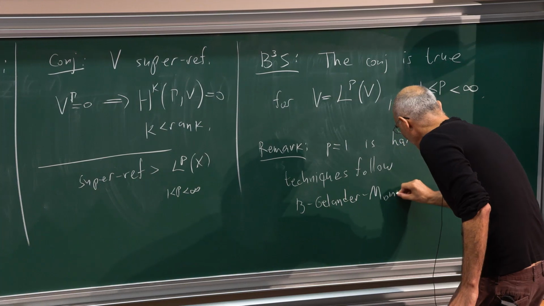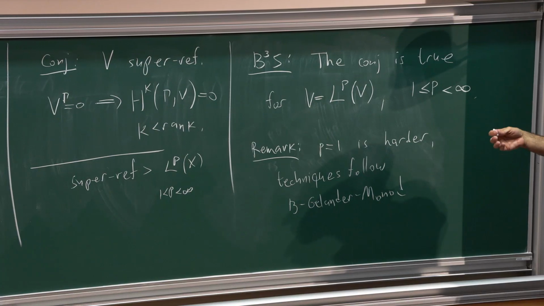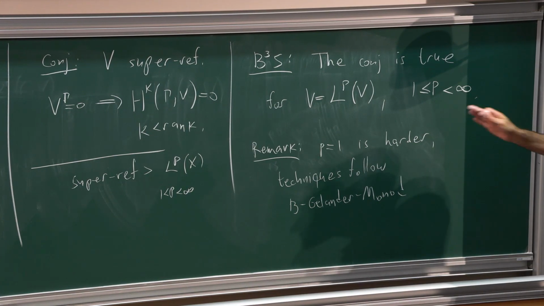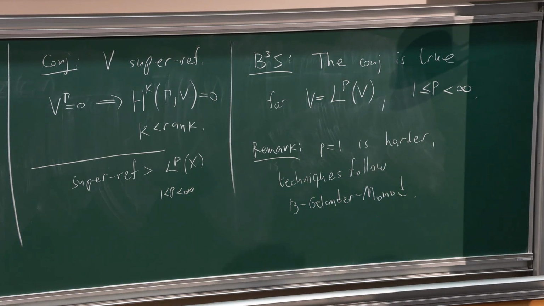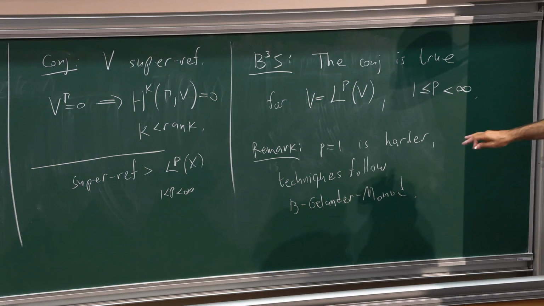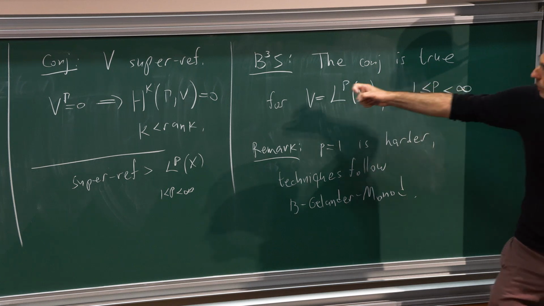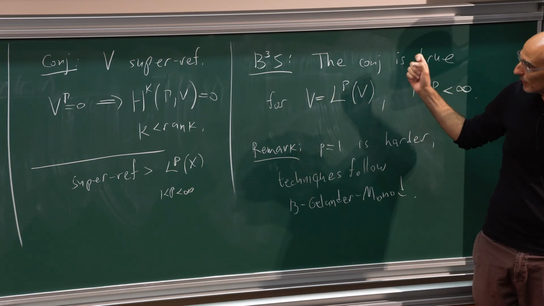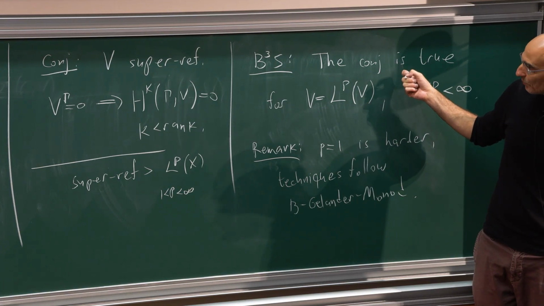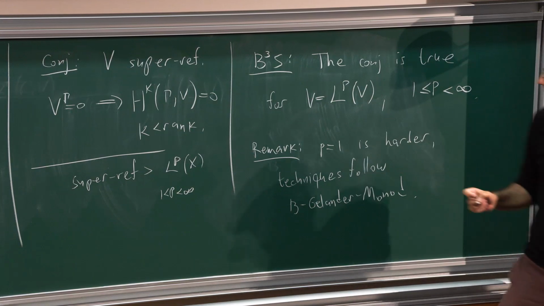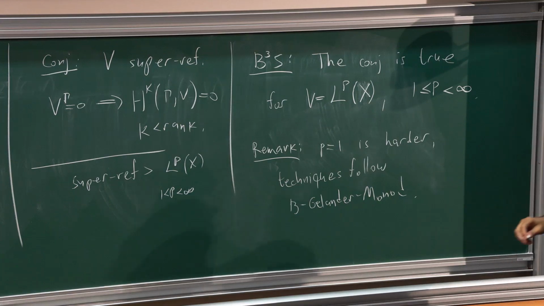So I mentioned earlier a result by Fuhrmann, Gelander and Monod about vanishing of cohomology with LP coefficients. This excluded P equals 1. It was harder, and then later, by a different type of technique, we settled the P equals 1 case. But whatever it is, what we do have today, and let me reread it because this is the main theorem of today, is that this LPX, yes, LPX, thank you.